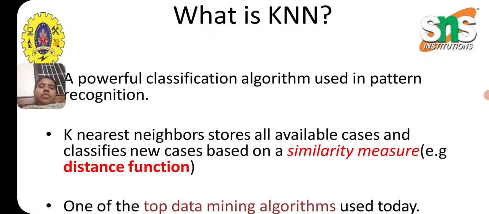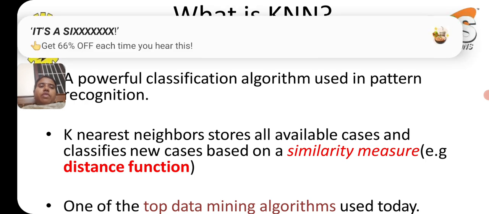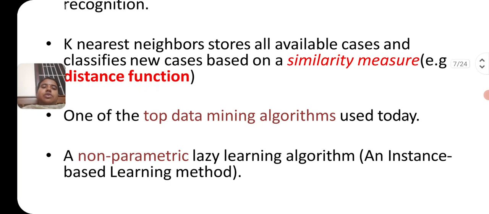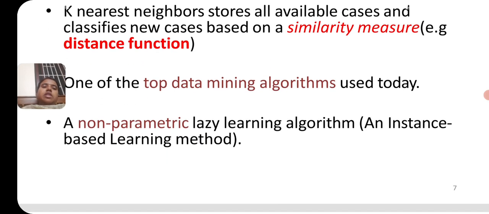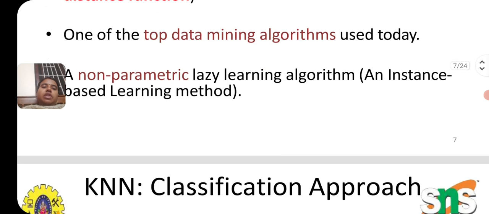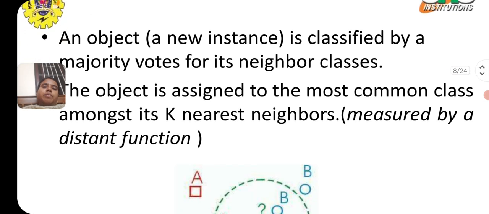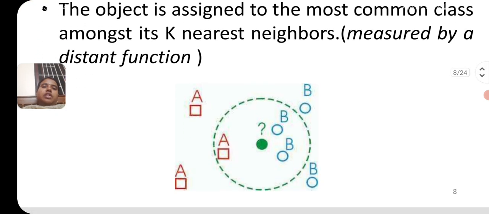So what is KNN? A powerful classification algorithm used in pattern recognition. K nearest neighbors stores all available cases and classifies new cases based on a similarity measure, for example a distance function. It is one of the top data mining algorithms used today, a non-parametric lazy learning algorithm and instance based learning method. In the KNN classification approach, an object, a new instance, is classified by a majority vote of its neighbor classes. The object is assigned to the most common class amongst its k nearest neighbors, measured by a distance function.